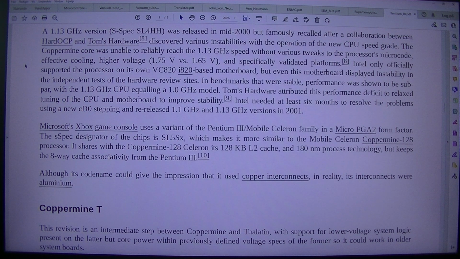Intel needed at least 6 months to resolve the problems using a new CD0 stepping and re-released 1.1 GHz and 1.13 GHz versions in 2001.